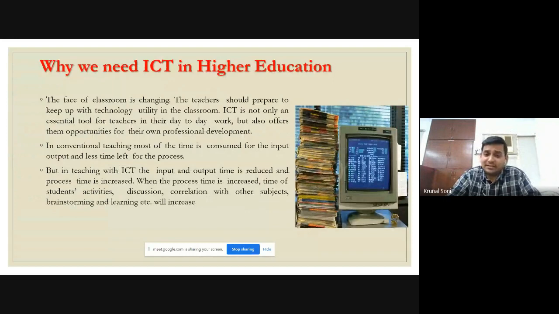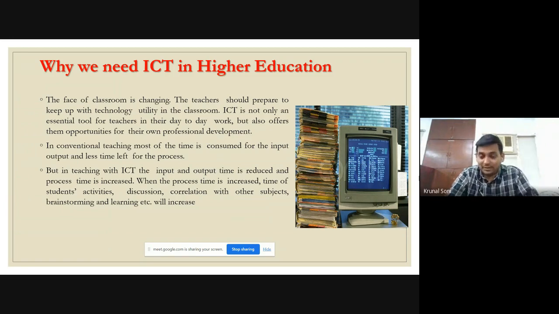So why do we need ICT in higher education? The simple reason is the face of the classroom has changed now after COVID-19, right? And we cannot deny that. So the teachers should prepare to keep up with the technology utility in the classroom, right? Now, for us, it is a challenge, right?